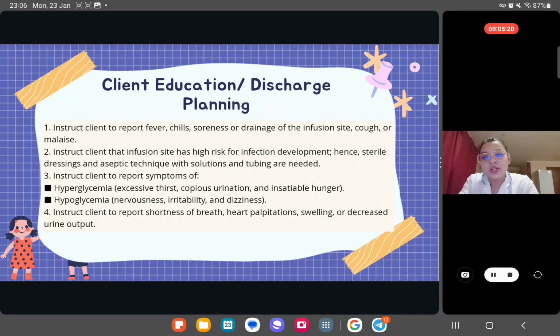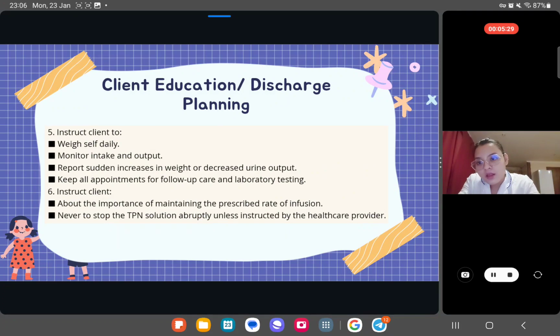Next is to instruct client to report shortness of breath, heart palpitations, swelling, or decreased urine output. As for number 5, we have to instruct client to weigh themselves daily, monitor intake and output, report sudden increases in weight or decreased urine output. That's why we have to make sure they weigh themselves daily, and keep all appointments for follow-up care and lab testing. We also have to instruct them about the importance of maintaining the prescribed rate of infusion and never to stop the TPN solution abruptly unless instructed by the healthcare provider.